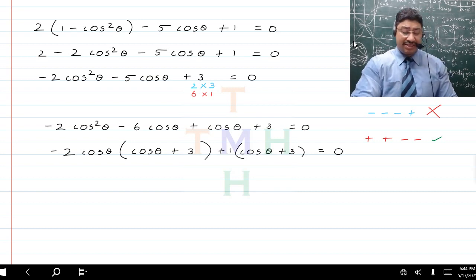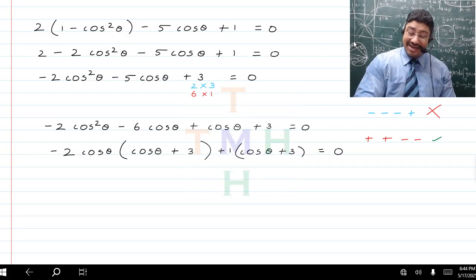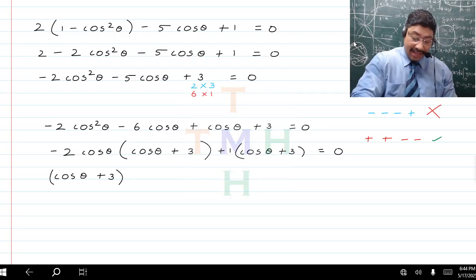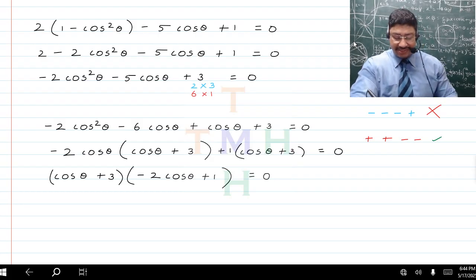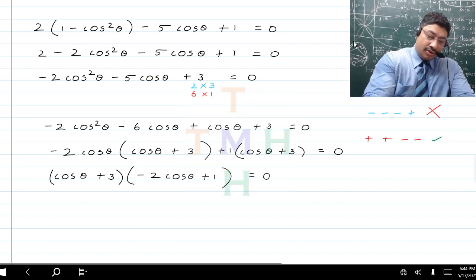Now children, this polynomial in the last step has now become a binomial in this step. Now you can further make it a monomial by taking this cos theta plus 3 to be common outside. So you have cos theta plus 3, which is taken common outside, and inside then you are left with minus 2 cos theta plus 1. And as you see that this has become a monomial, so this stands factorized. Now that this is factorized, again you will have to apply the zero product rule, right?